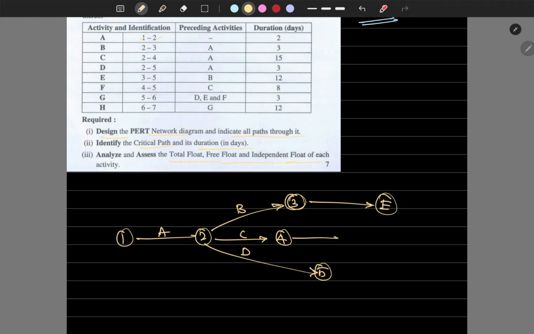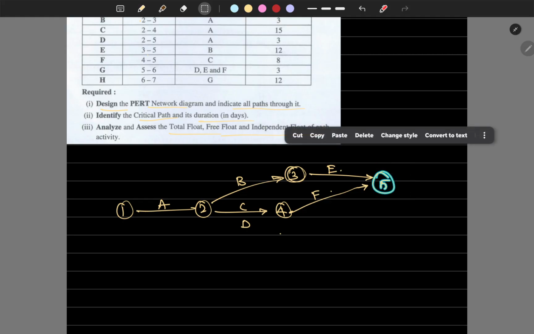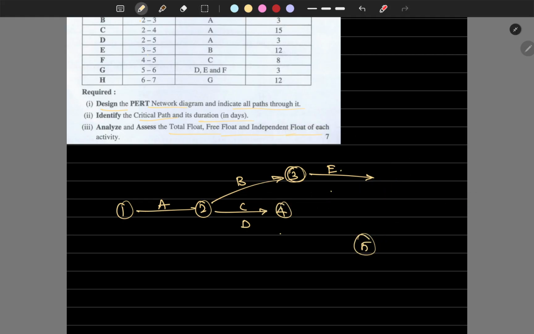So what we have to do is build the line for F. Okay, this is not E, this is 5, and this is not F. 3 to 5 is E, 4 to 5 is F, and then D. E, F, D, all those lines are connected with 5. So we bring this 5 down a little below. From 5, the G activity starts.